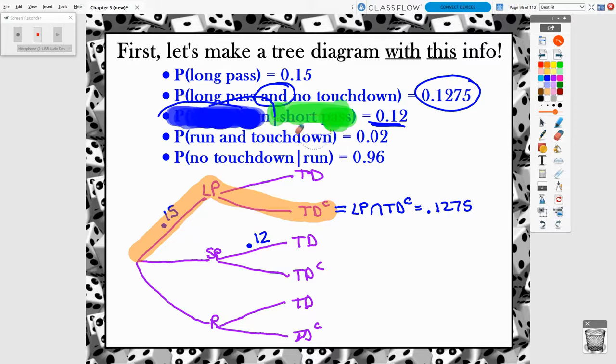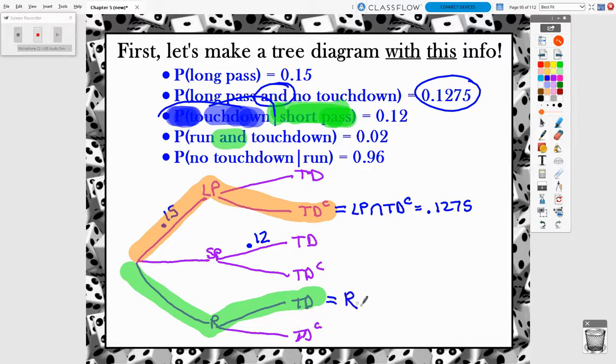All right, fourth one. Probability that they run and score a touchdown. So again, two things happening here. They are running and they're scoring a touchdown. So that again represents this overall final end result. Running and scoring a touchdown, 2%.